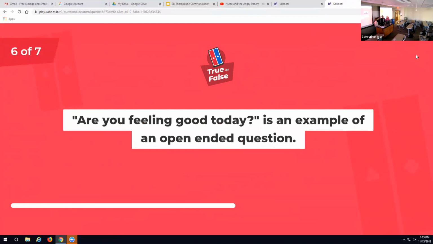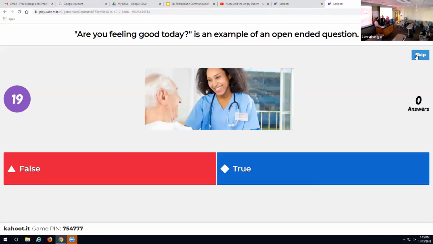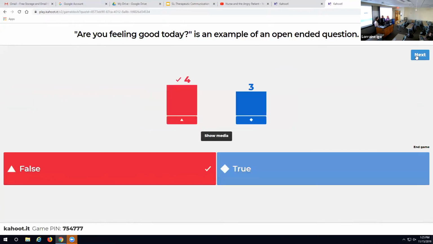"Are you feeling good today?" is an example of an open-ended question. True or false? That is false. If we ask them, are you feeling good today, they can only answer yes or no, and you really want to have an open-ended question. The open-ended question would be, how are you feeling today? So that's open for them to respond in any way.